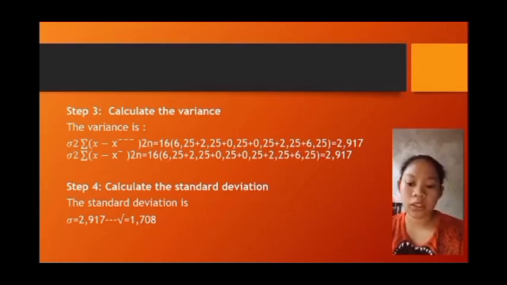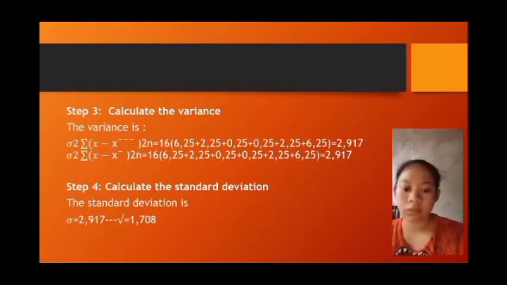So step 4, calculate the standard deviation. The standard deviation is sigma equals the square root of 2.917, which is 1.708.